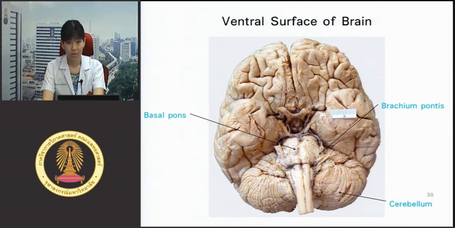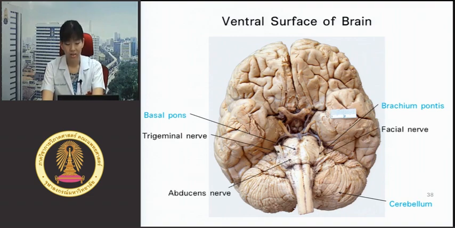Now we move downward to pons. This demonstration shows ventral surface of the basal pons and the cranial nerve, including trigeminal nerve, abducens nerve, facial nerve, and vestibulocochlear nerve.